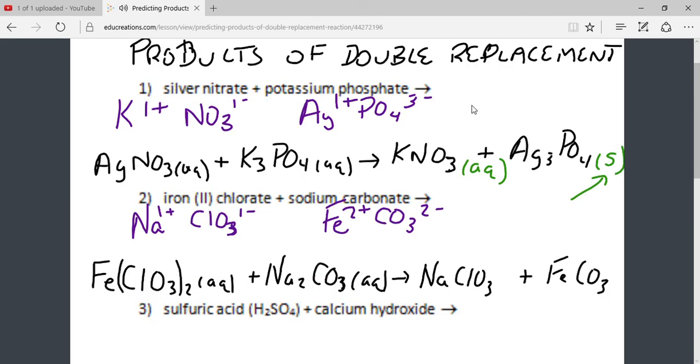Since the chlorate compound remains soluble in water, we will give that the symbols AQ, and the carbonate will get the symbol S for solid, meaning insoluble in water. We have predicted the products of this double replacement reaction. Again, keep in mind, if both of the products were compounds that were aqueous or dissolved in water, no double replacement reaction would occur.